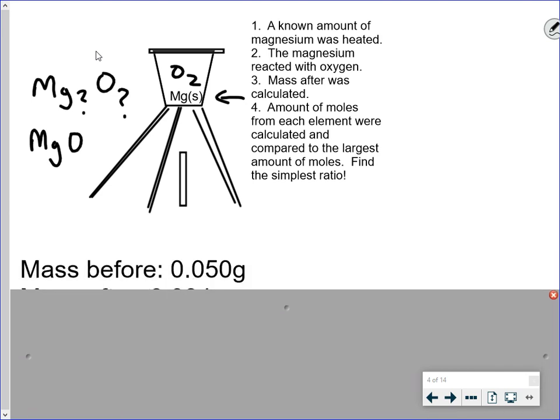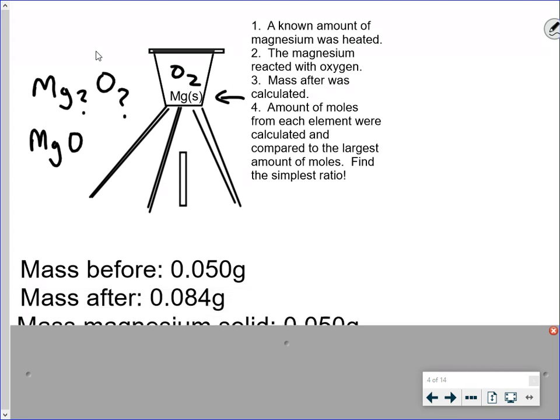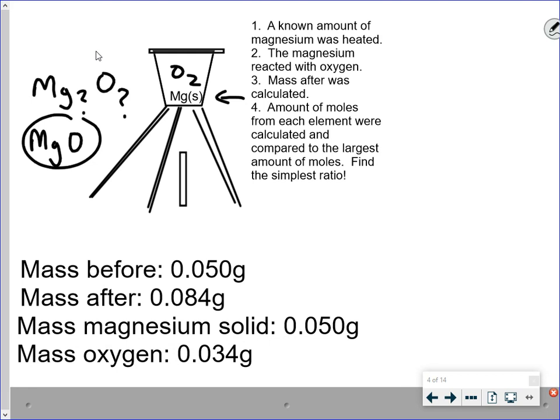The little piece of magnesium was 0.05 before it was burnt, and after it was 0.084. So it got heavier. Why? Well, it gained oxygen. The magnesium combined with oxygen, and it weighs a little bit more. The mass of the magnesium that we started with was 0.05, and the mass of the oxygen that combined was 0.034. I subtracted those, and that's the oxygen that was combining with the magnesium.